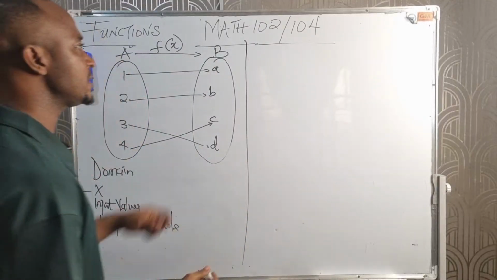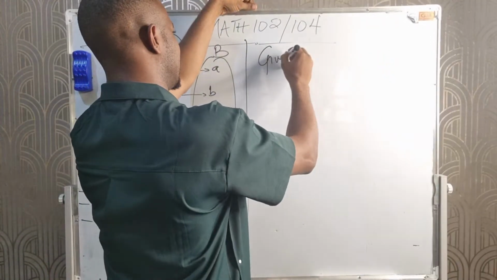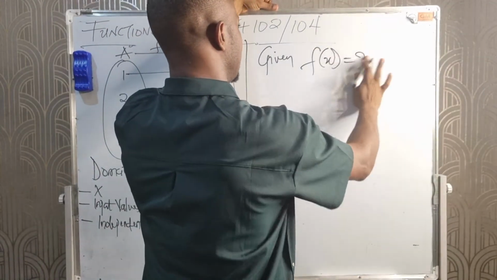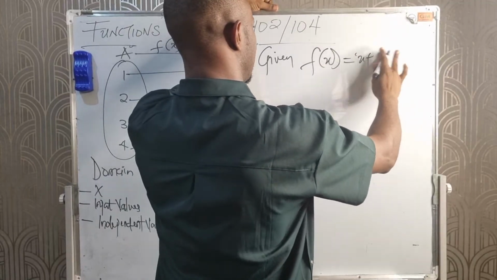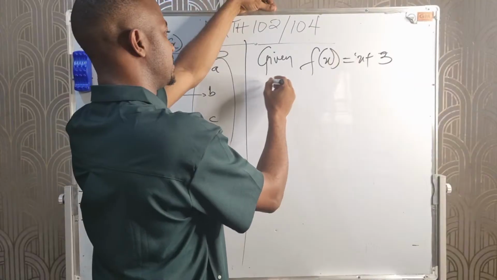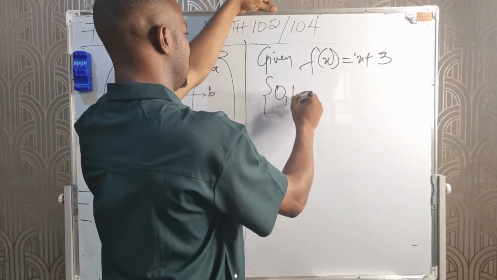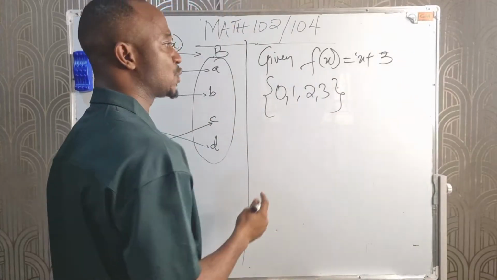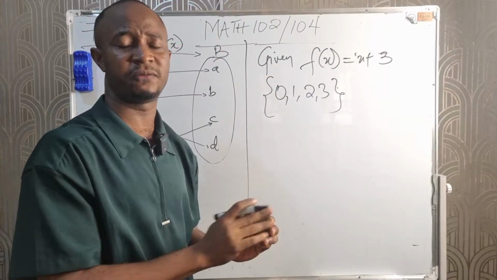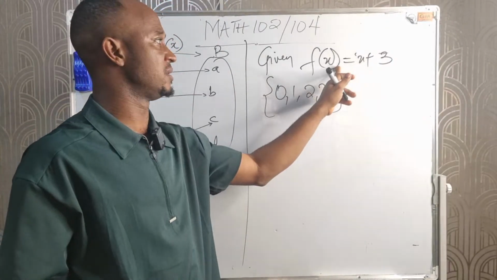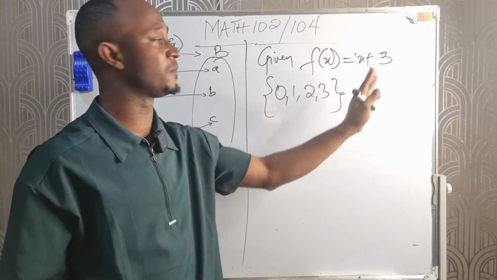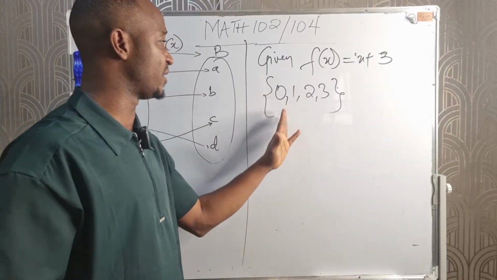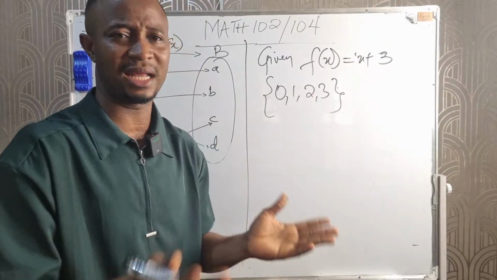Now listen. I want to illustrate a mapping function. If we are given f of x equals x plus 3, and the value of x is given as 0, 1, 2, 3, and we are asked to analyze the function, the mapping function. We are given f of x as x plus 3, and the value of our x, which is called the domain, is given as 0, 1, 2, 3. And the question says analyze the domain.